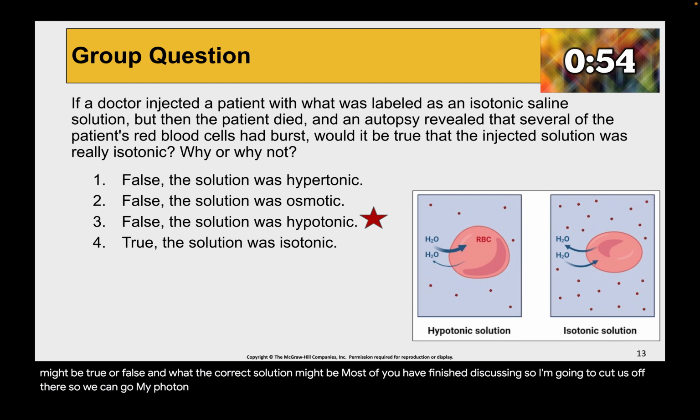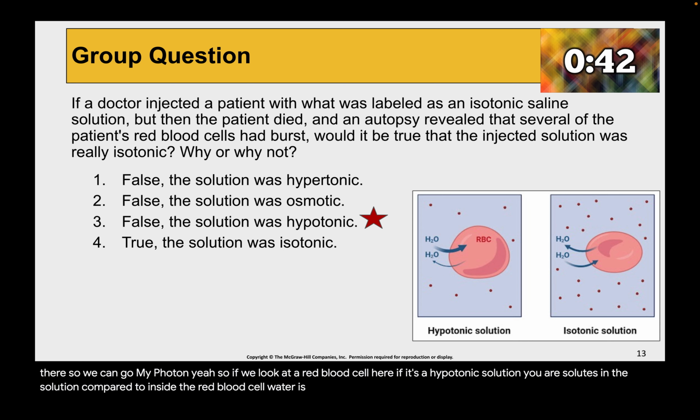Hypotonic. Yeah. So if we look at a red blood cell here, if it's a hypotonic solution, which means there's fewer solutes in the solution compared to inside the red blood cell, water is going to rush into the red blood cell and then they can burst. All right.